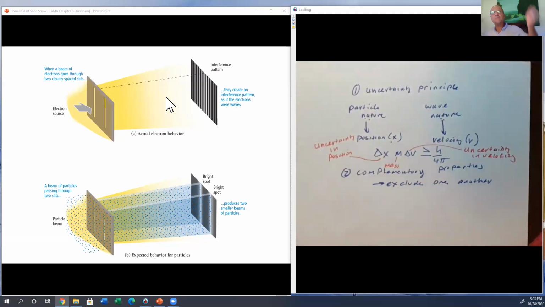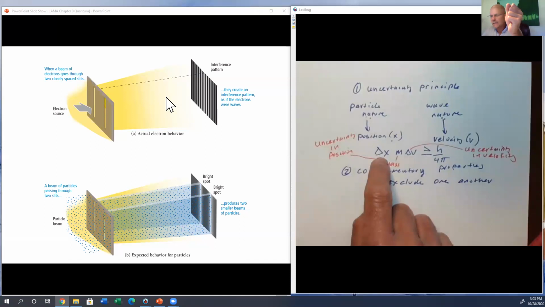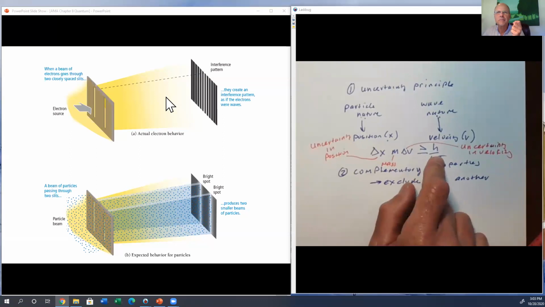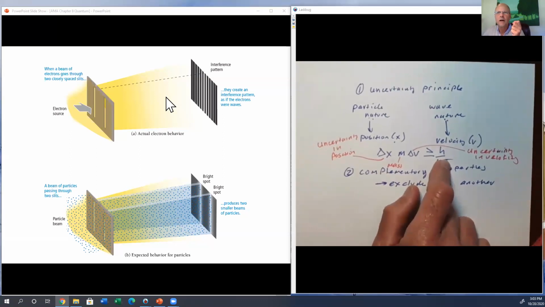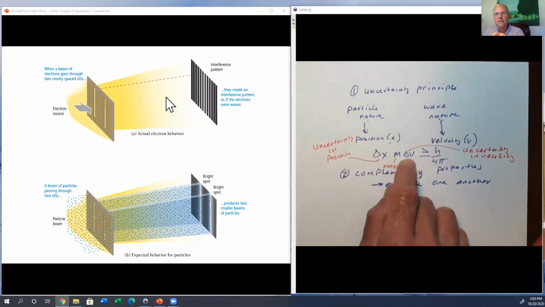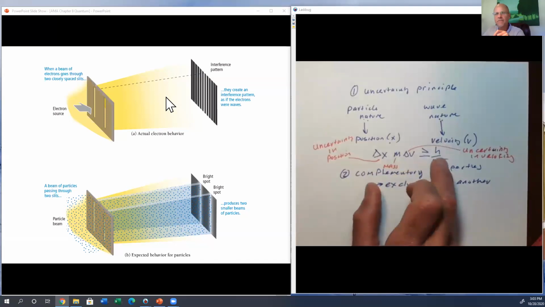So notice, for a baseball flying through the air, you can know its exact position and its exact velocity. In other words, for a baseball, you can have delta x times delta v equals 0. But for electrons, well, actually, even for baseballs, this applies, but this number is so small that it doesn't really matter for baseballs. But for electrons, which are very, very small, this number is very significant. So you can't have a 0 uncertainty in position and a 0 uncertainty in velocity. Those multiplied together got to be greater than or equal to some value.